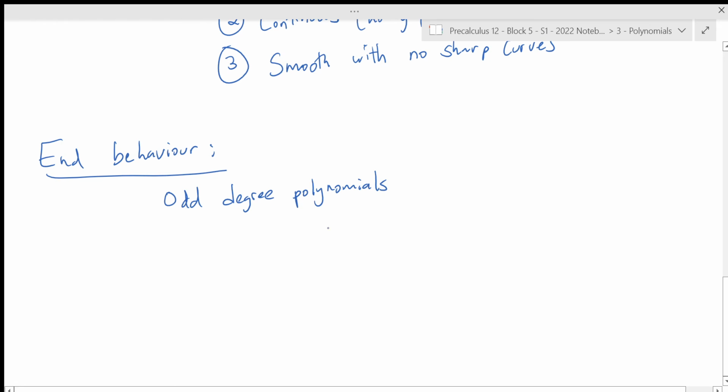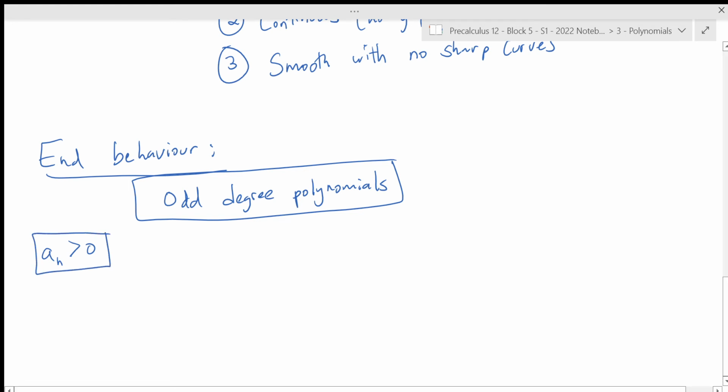And we are going to start with odd degree polynomials where a sub n is positive. So what this means is we have a positive leading coefficient. If you think back to when you were graphing quadratics, a positive number multiplying the x squared gives a smiley parabola, and a negative number multiplying the x squared gives a frowny parabola. The number that makes the biggest difference about what happens at the ends is the number that multiplies the highest degree term.